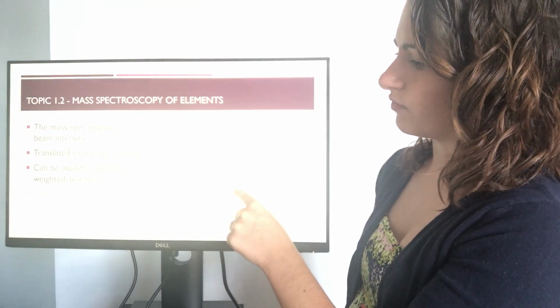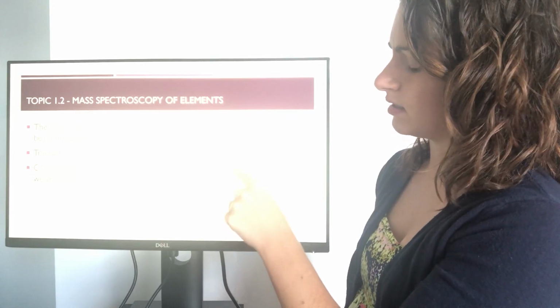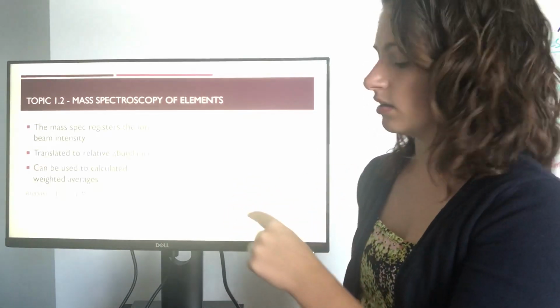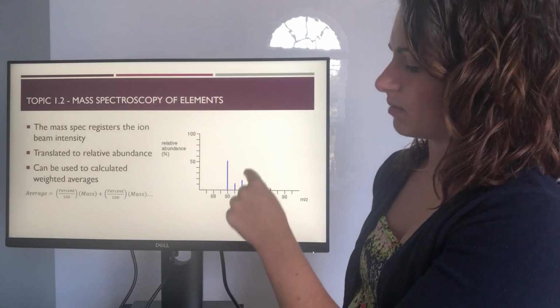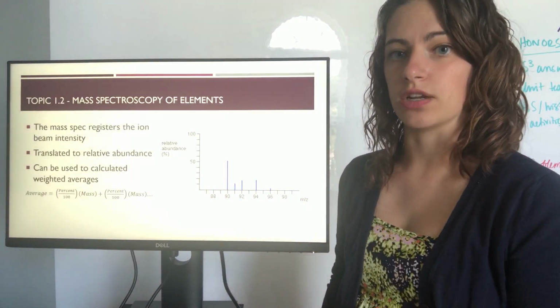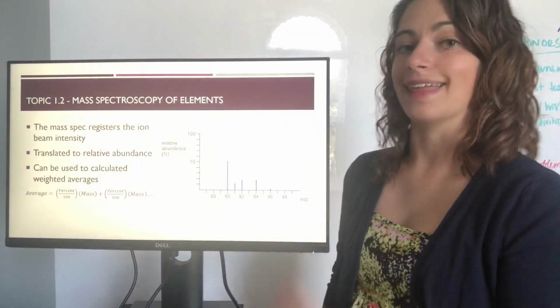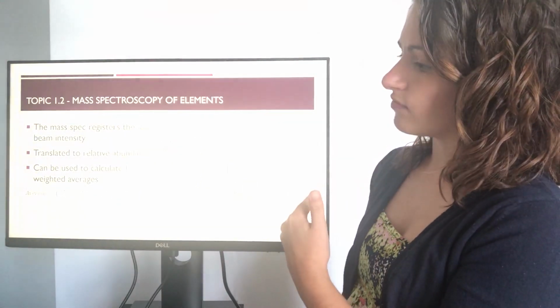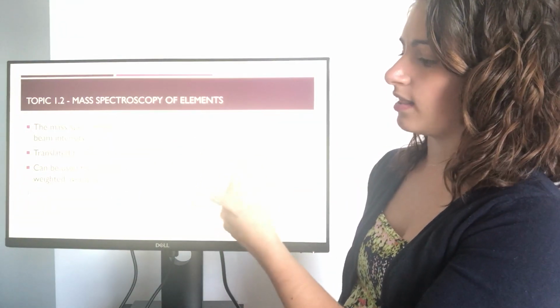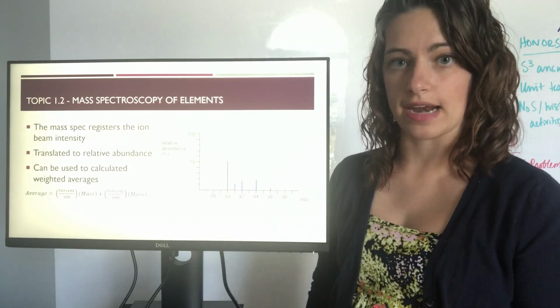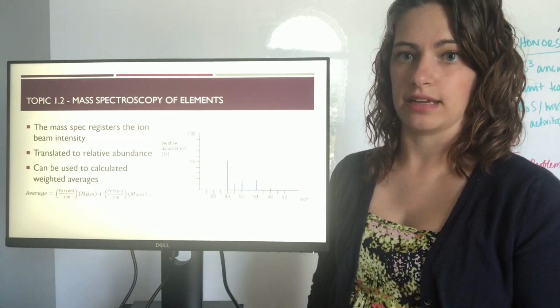Then we do the one for 91. So we take that percent abundance, divide by 100, multiply by 91. 92, we take that abundance, divide by 100, multiply by 92, so on and so forth. When you add them all up, that's where you get your average. So your average is going to be closer to the one that is the most abundant because it's weighted. That one has the greatest weight in the average.